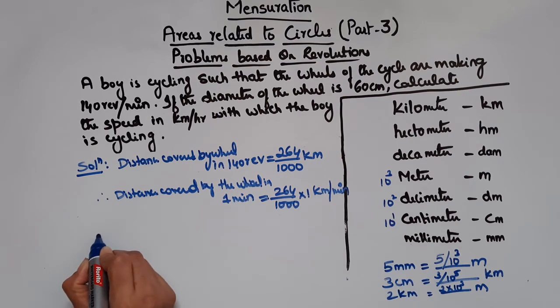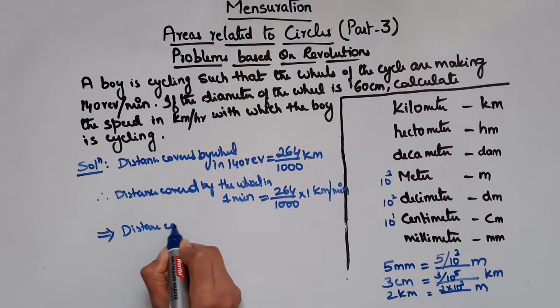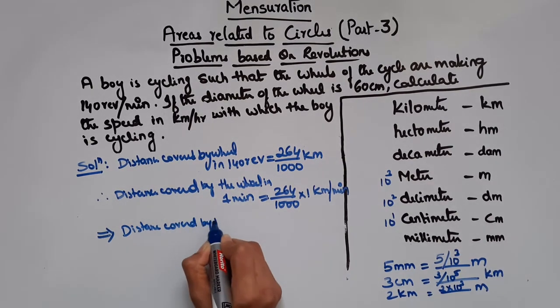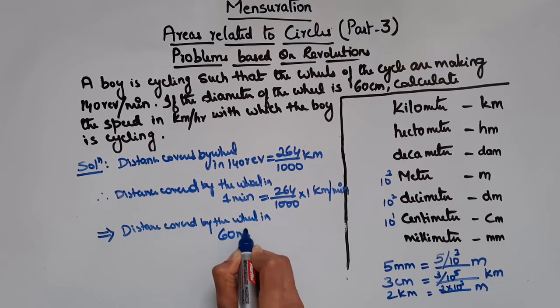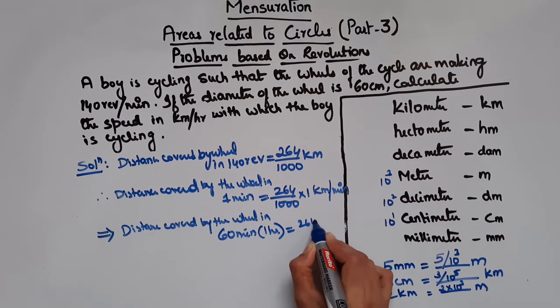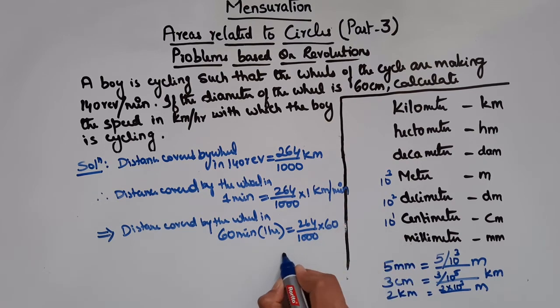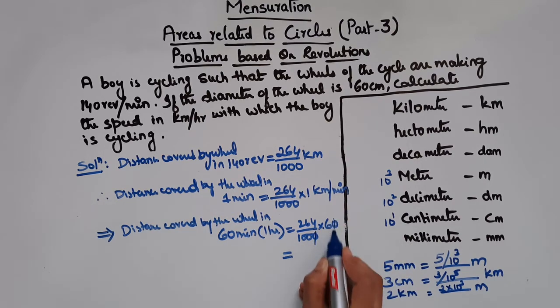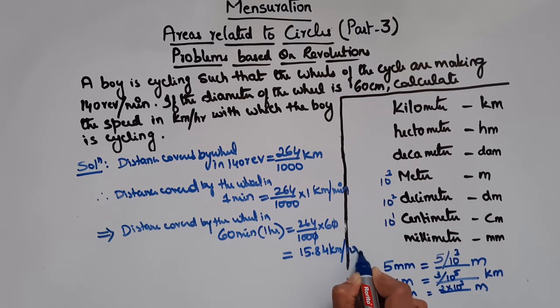So this implies distance covered by the wheel in 60 minutes. 60 minutes is nothing but 1 hour, right? Which is equal to 264 by 1000 into 60, which is equal to, here 1 zero is gone. When you simplify this, you will get 15.84 kilometers per hour, right?